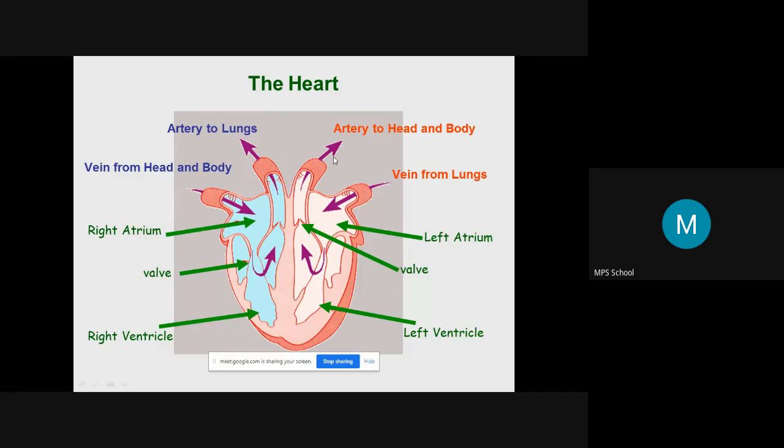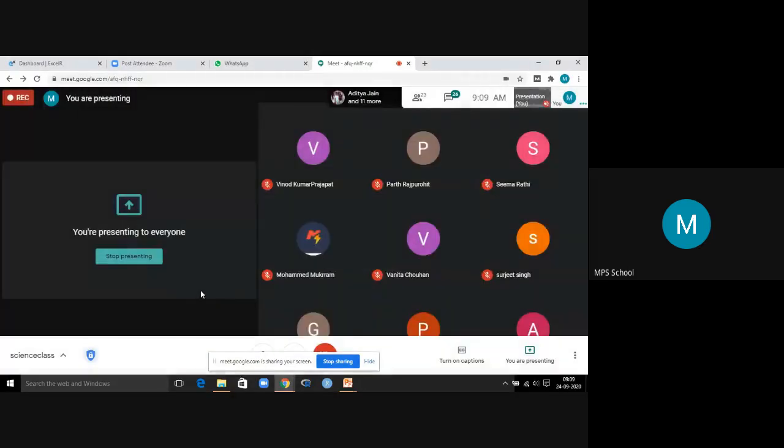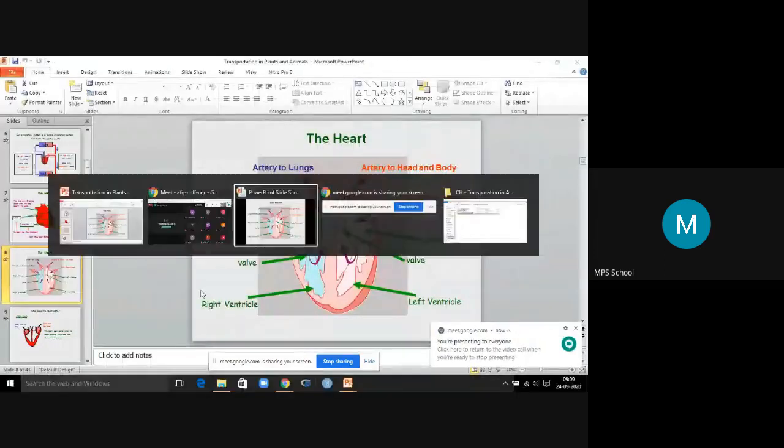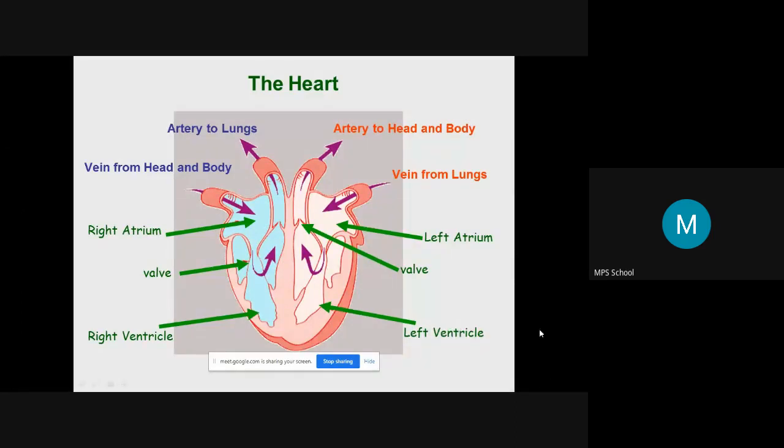Then the oxygen will be utilized in our body, and the deoxygenated blood from the head and body will enter into the right atrium. From the right atrium, when it contracts, the deoxygenated blood will enter into the right ventricle, and from the right ventricle it will pass to the lungs for carrying the oxygen. Okay, this is the way our heart works, and I told you yesterday it is the dual mechanism.